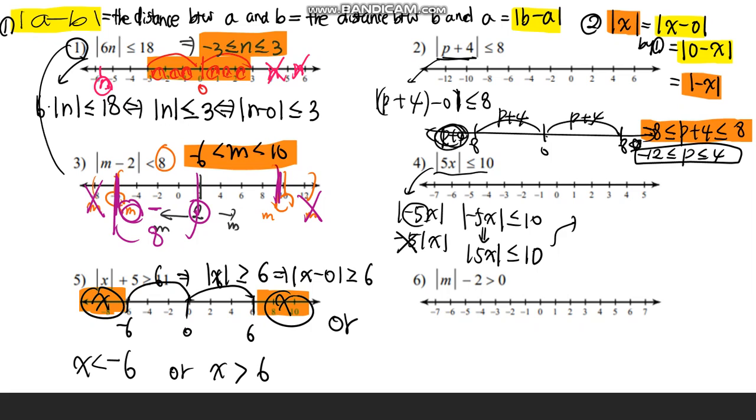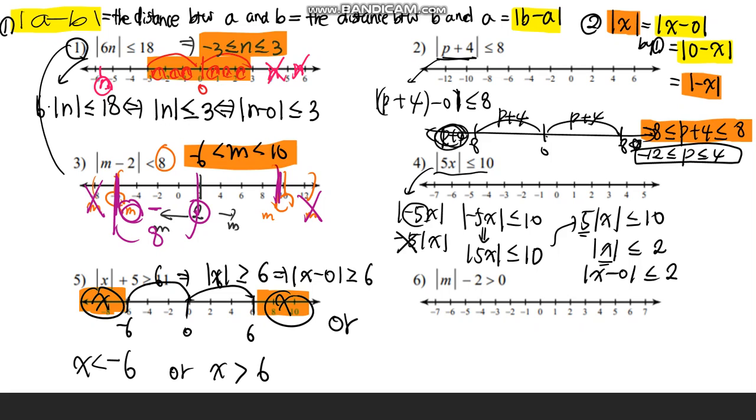By problem number one, we can pull 5 out like this. Then it is less than or equal to 10. Therefore, absolute value of x is less than or equal to 2. Now what we can say is that the distance between x and 0 is at most 2, right?